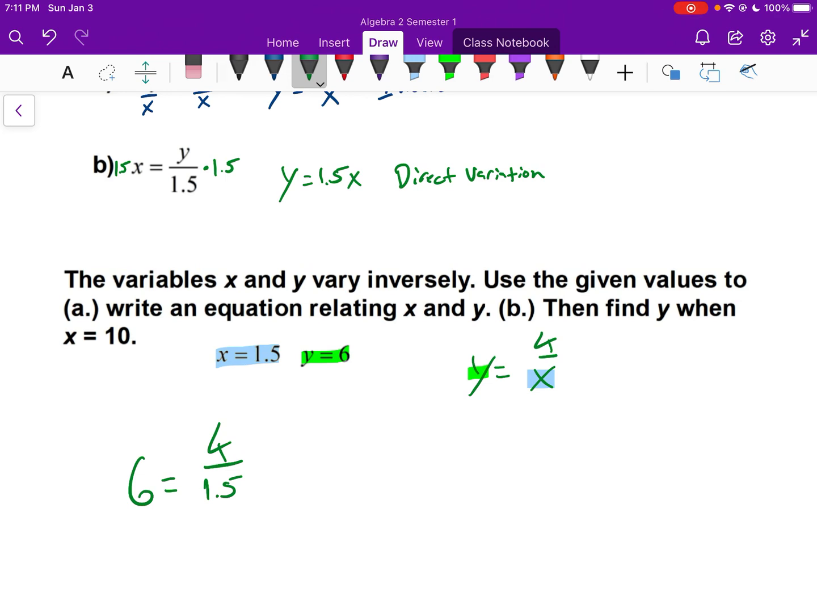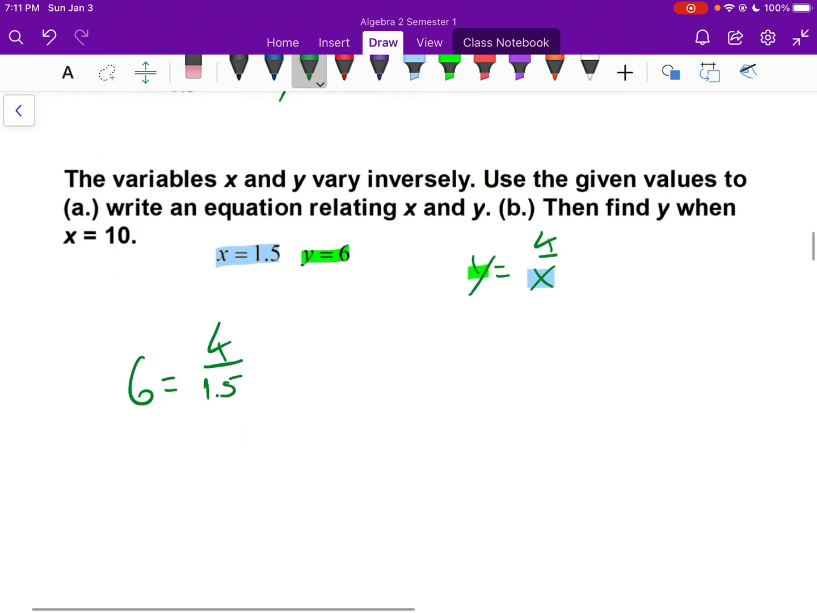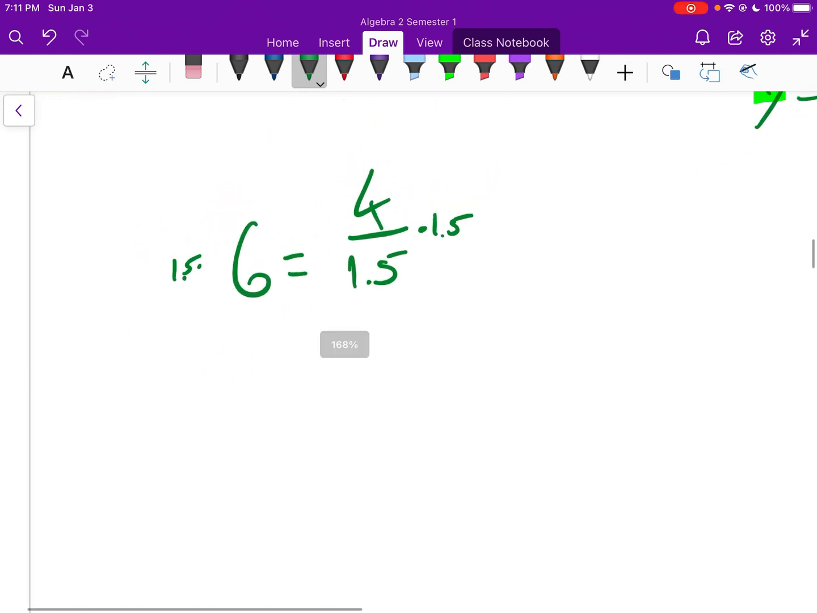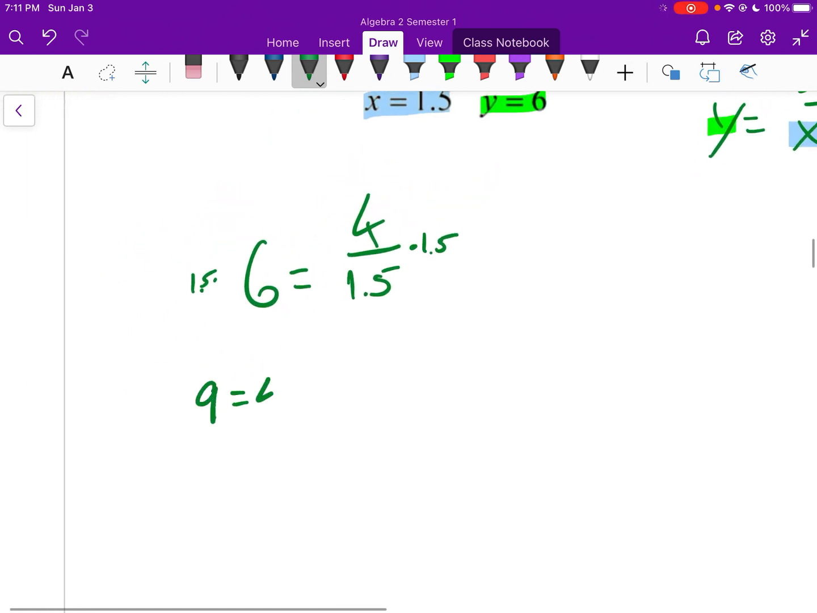And then solving for k. You've got to solve for that constant of variation. Again, it's a constant, so it is a value once you figure out what x and y are. So to solve for k in this case, you're going to multiply both sides by 1.5. 6 times 1.5 is 9, so 9 is equal to k.